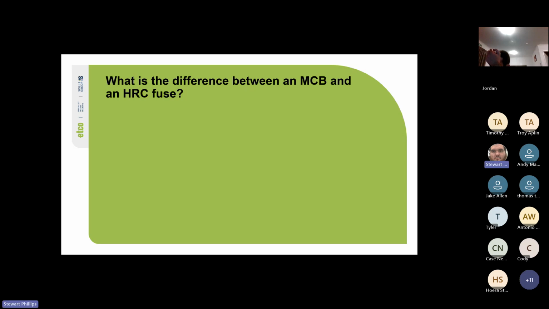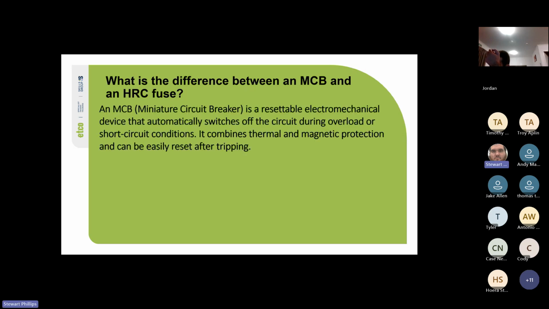Some good answers there. An MCB, or miniature circuit breaker, is a resettable, electromechanical device that automatically switches off the circuit during overload or short circuit conditions. It combines thermal and magnetic protection and can be easily reset after tripping.